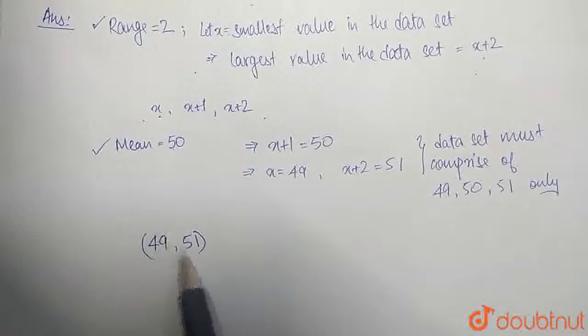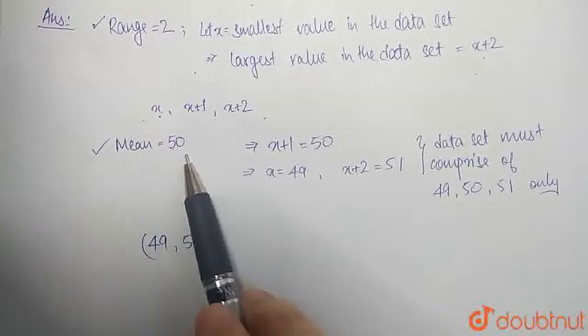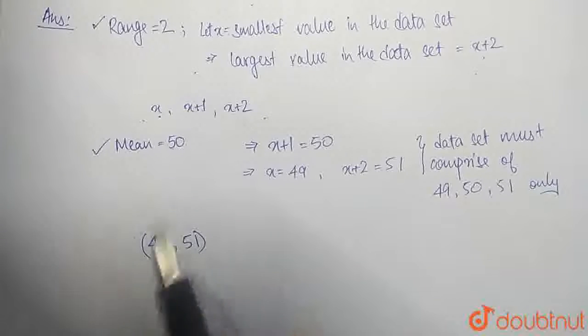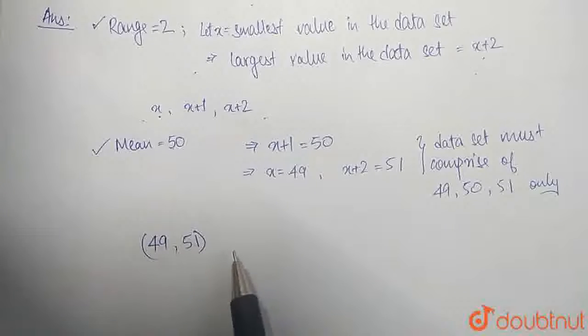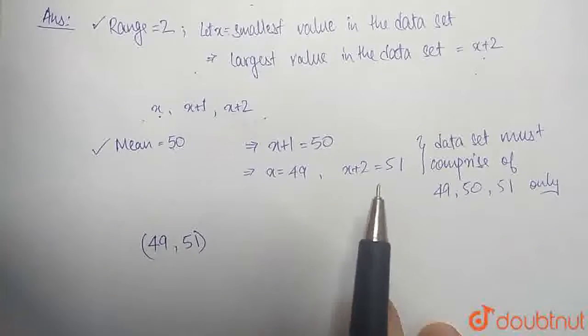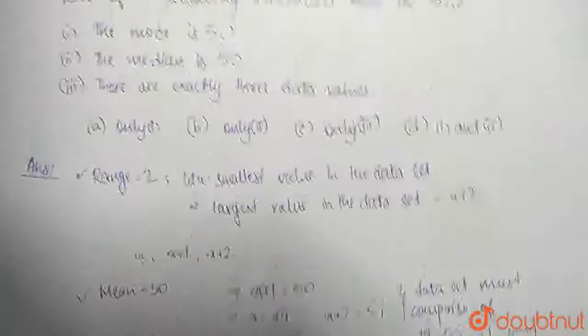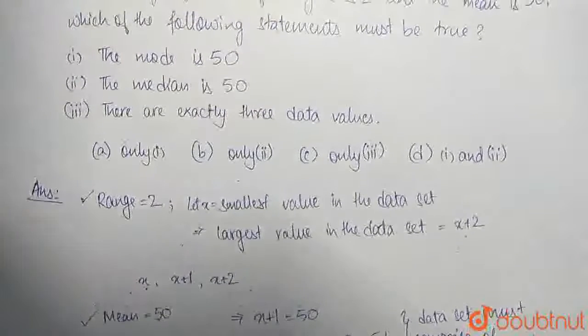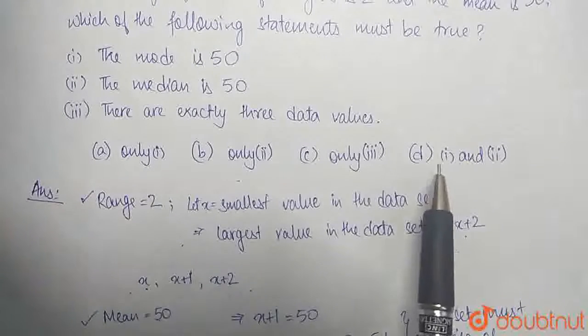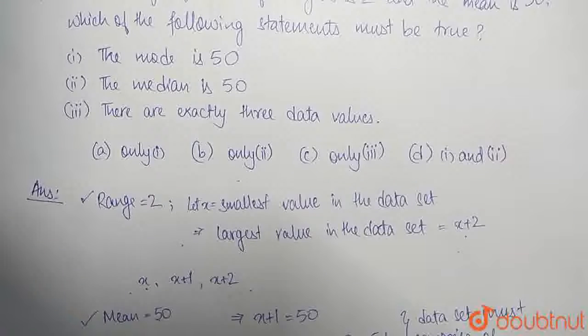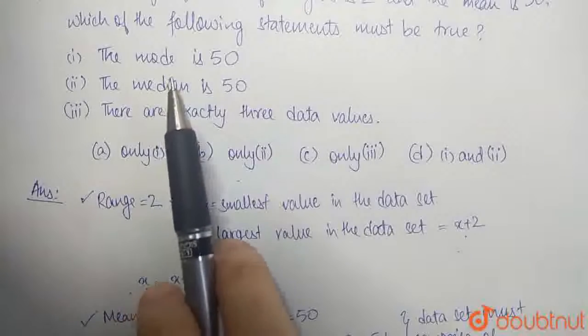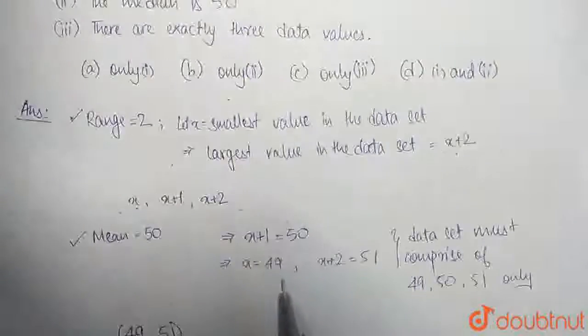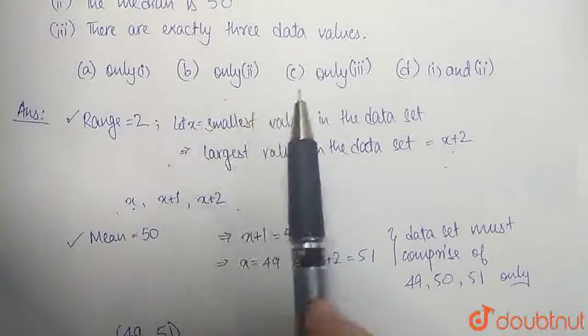Now this satisfies the range, right? The range here is 2, and this satisfies that the mean is 50, right? The mean would be the average of these two values, which is 50. But here there are zero occurrences of the number 50, so 50 can't possibly be the mode of this data set, right? Therefore statement 1, the mode is 50, is not always true. Therefore option A and option D are straight away eliminated from our considerations, because statement 1 is false. So now we only have to find out whether option B is correct or option C is correct.